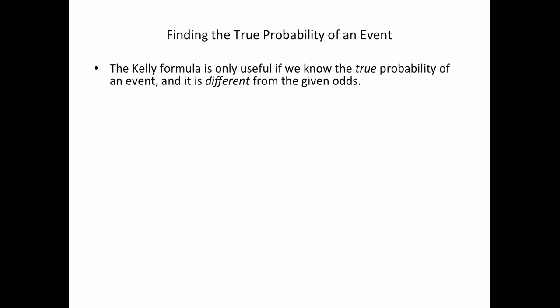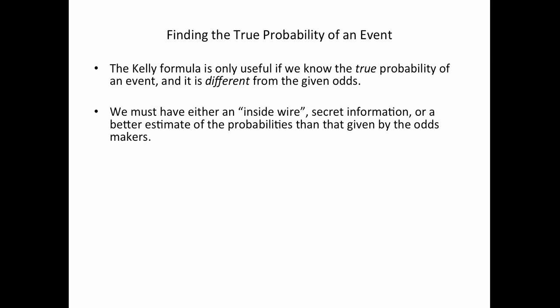Well, it's all really nice, but the Kelly formula is only useful if we know the true probability of the event. And it has to be different from whatever the given odds are. So you only have an advantage here if you know the true probability and the bookmaker doesn't. We must either have an inside wire, some kind of secret information, or just a better estimate of the probabilities than what's given by the odds maker.